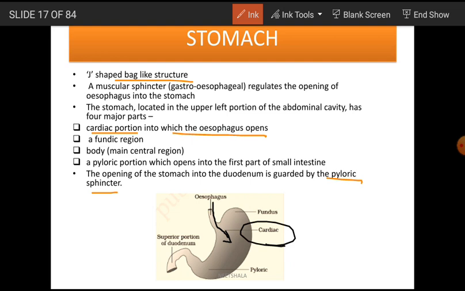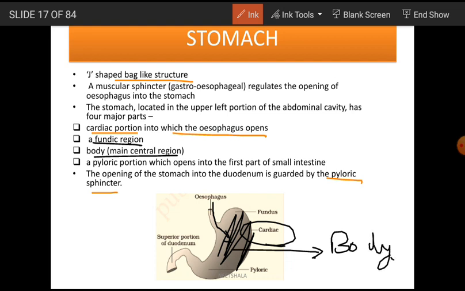Once it reaches the cardiac region, there is HCl present in the stomach. There is a churning movement of the food happening inside the stomach, as a result of which it starts moving in a zigzag manner. Only at that particular time can the food reach the fundus region. So the second region is the fundus region, which is the extended part of the stomach, and the third is the main portion, which is the body or the central region. And the last portion is known as the pyloric region, which opens into the first part of the small intestine.